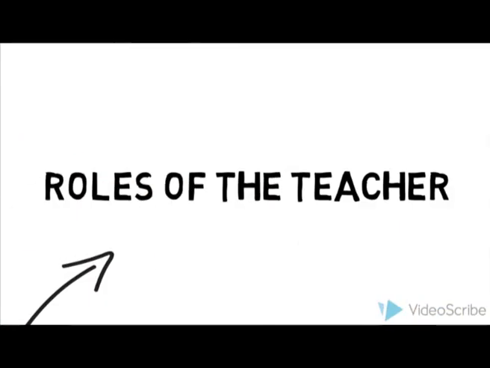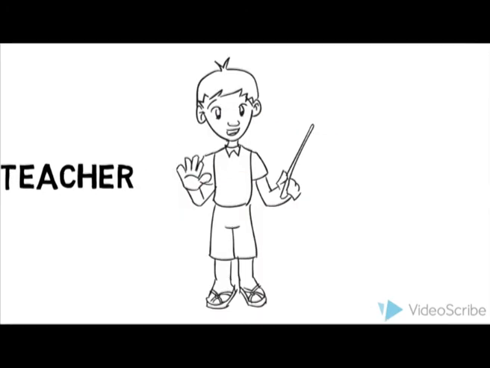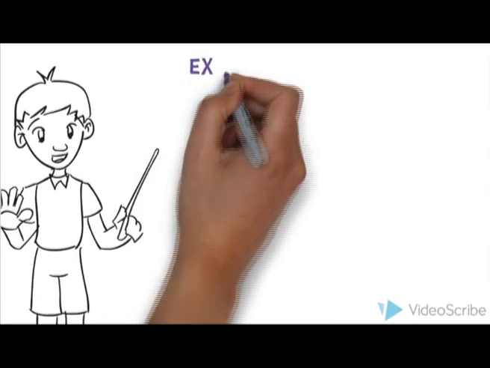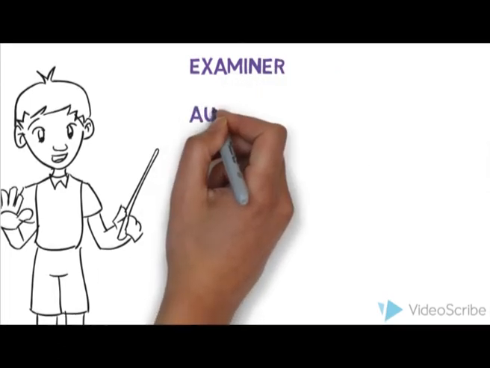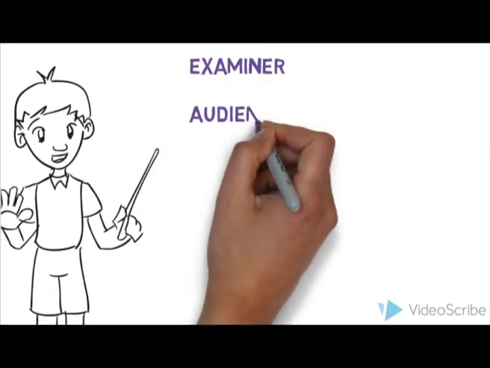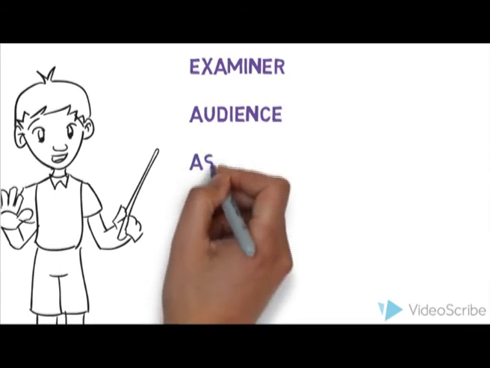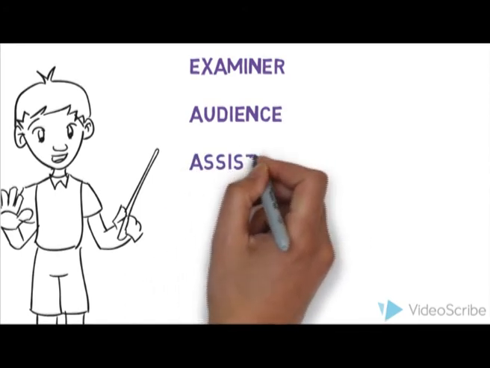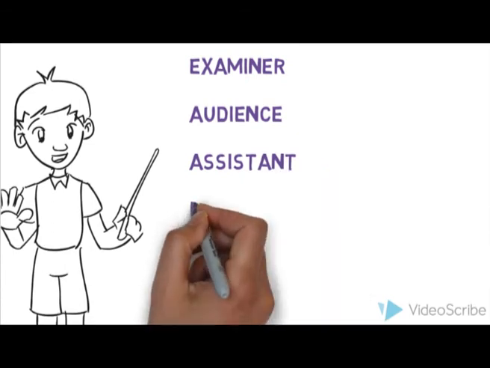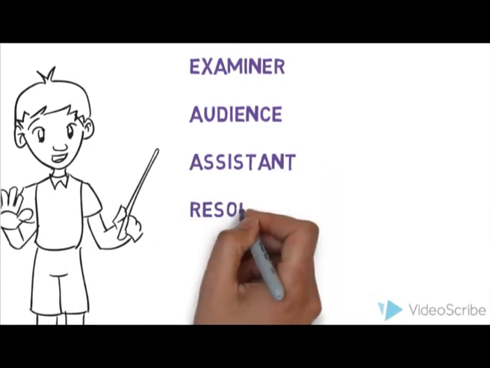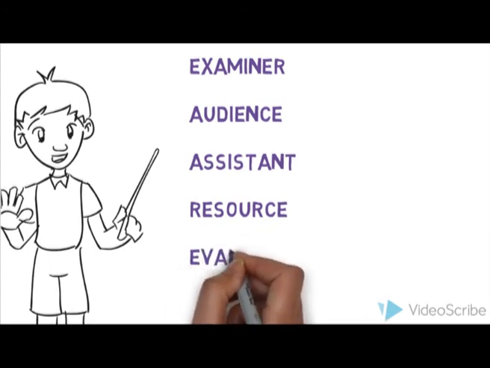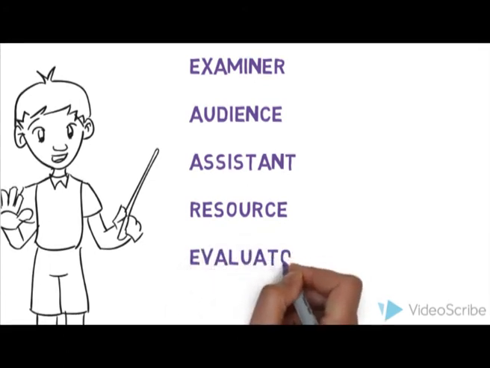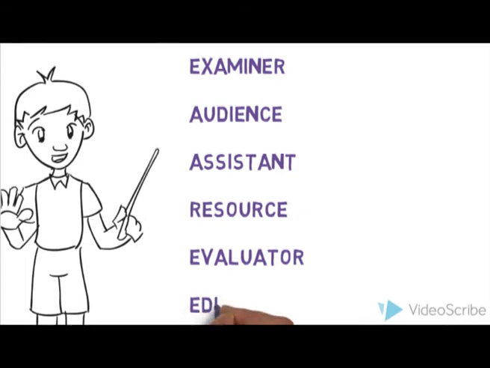Roles of the teacher. Examiner: gives objective evaluation of students' performance. Audience: responds to the ideas and perceptions that students have written about. Assistant: helps students along. Resource: is available when students need information or guidance. Evaluator: says how well things are going so far. Editor: helps to select and rearrange pieces of writing.